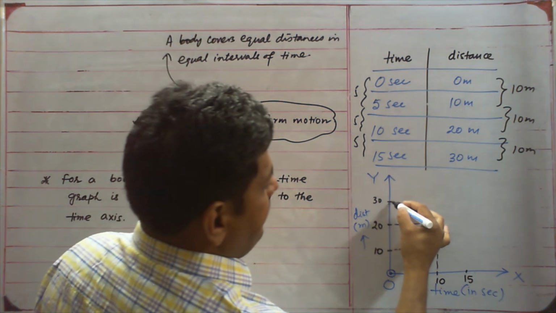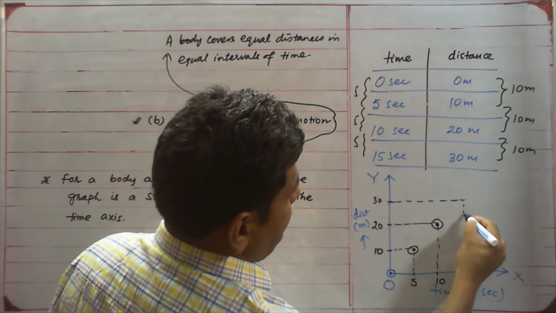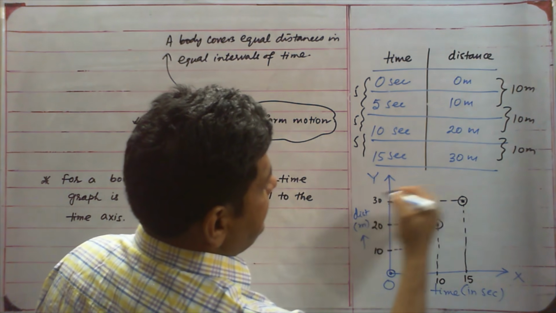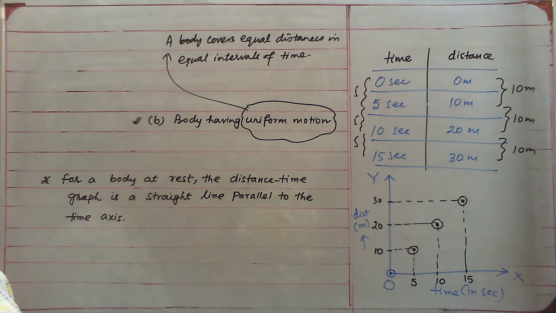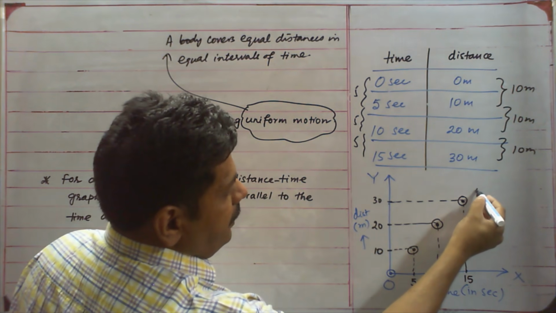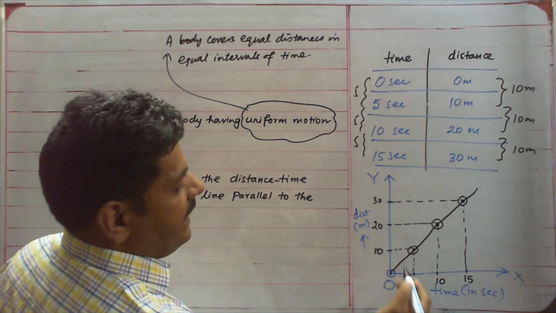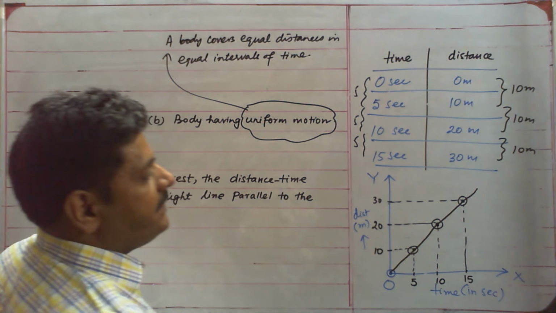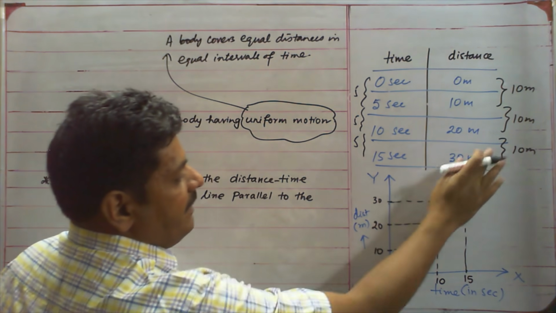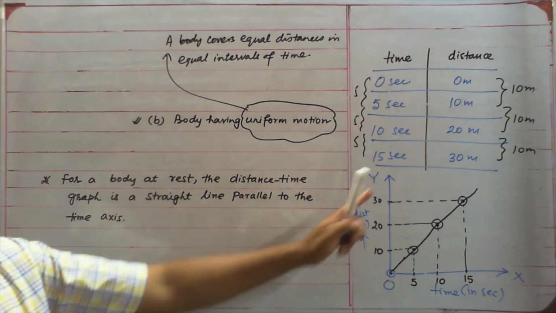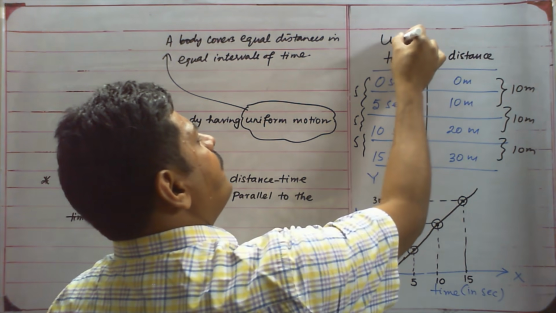And similarly, at 15 seconds, the distance is 30 meters. So what do we get? We get 4 points. Join these 4 points, you would get a straight line passing through the origin. So this would be the graph for a body having uniform motion.